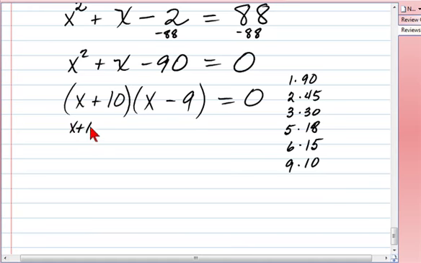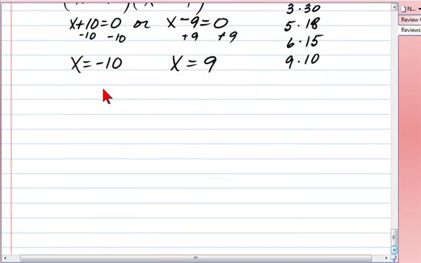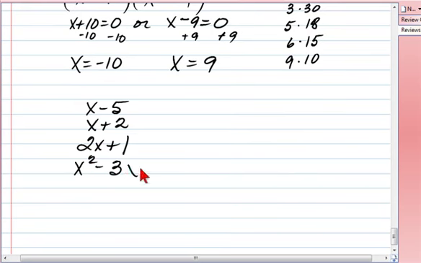That means that x plus 10 could equal 0, or x minus 9 could equal 0. This one, subtract 10. x is negative 10, or add 9. x is positive 9. But I haven't answered the question yet, because it said find the lengths of the sides. So I'm going to write down the sides are x minus 5, x plus 2, 2x plus 1, and x squared minus 3x.